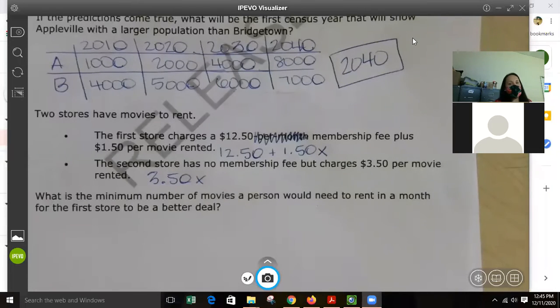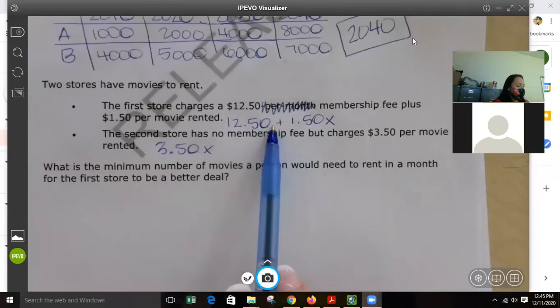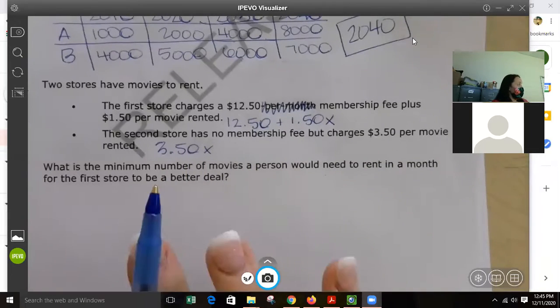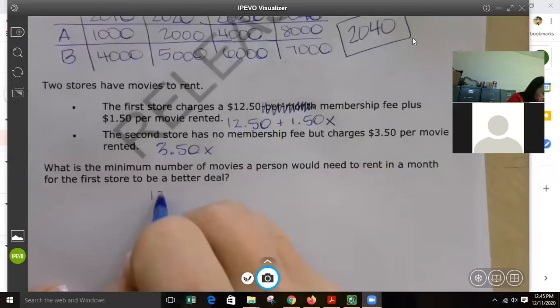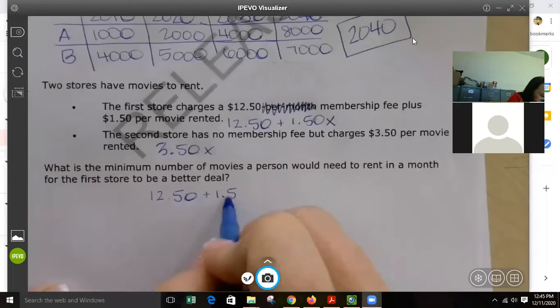All right, so it says, what is the minimum number of movies a person would need to rent a month for the first store to be a better deal? First store to be a better deal. So here's how you figure that out. You want the first store, this one, to be bigger than that one. It does not matter. Anytime you see this, you're going to set them equal, okay? So that's when you know they're the same, and then you're going to go one above that, okay? So we're going to set them equal, and we're going to let Desmos do the work.